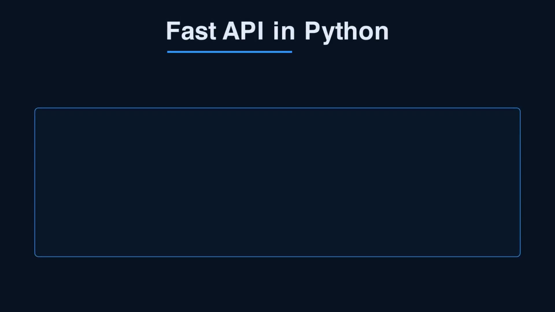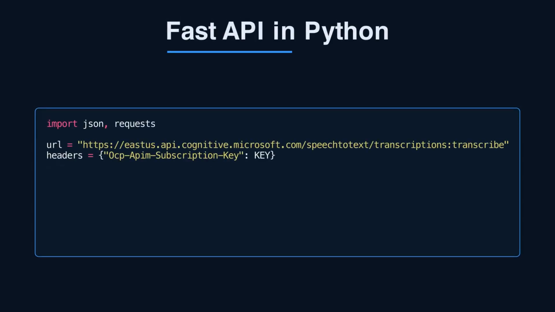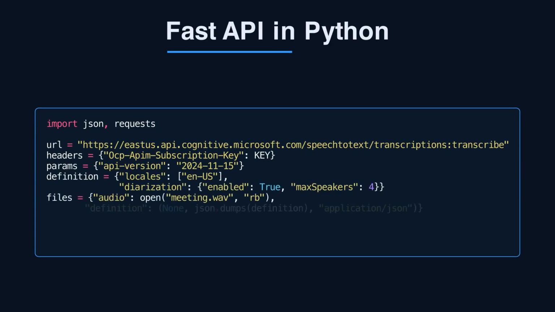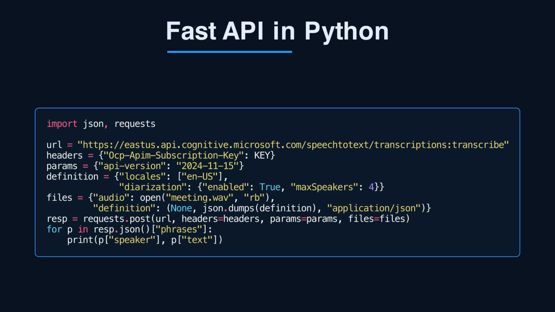Here's the Fast API with diarization in Python. The definition JSON turns on diarization and caps speakers at 4. You post the audio and definition as multipart parts. The response gives phrases, each with a speaker label and text. That's the entire pipeline for a single file, no orchestration.